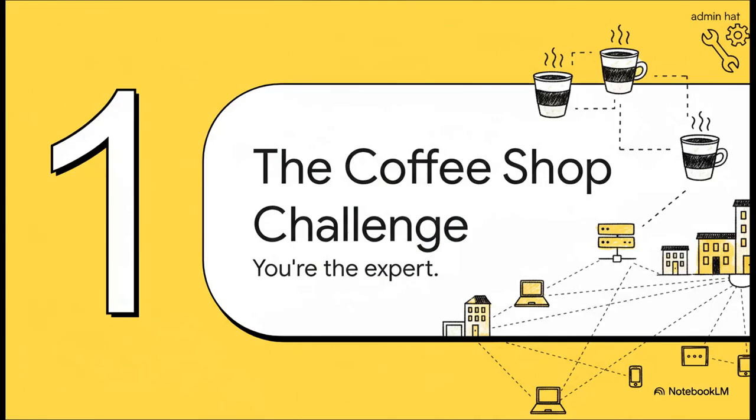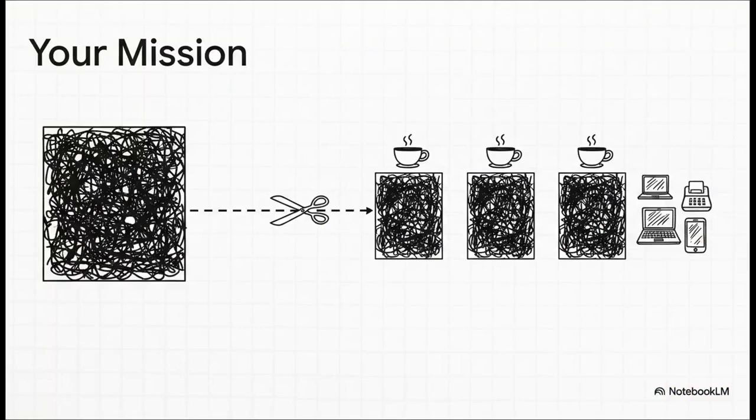And to make this really stick, I need you to play a role. Put on your network admin hat. I'm opening up a chain of coffee shops, and you're the expert I've called in to build the network. Let's do this. Okay, here's the job. Our starting point is a simple 10.1.1.0/24 network. Your goal is to chop that up into 3 separate networks, one for each coffee shop.